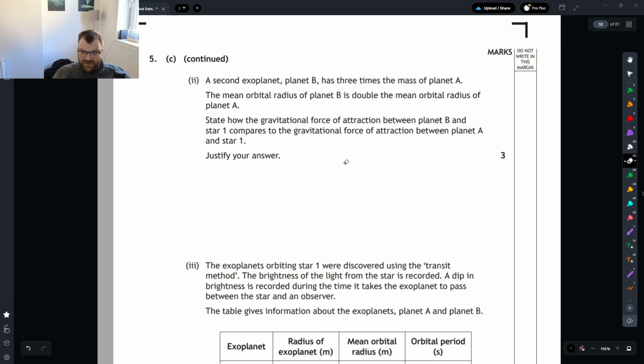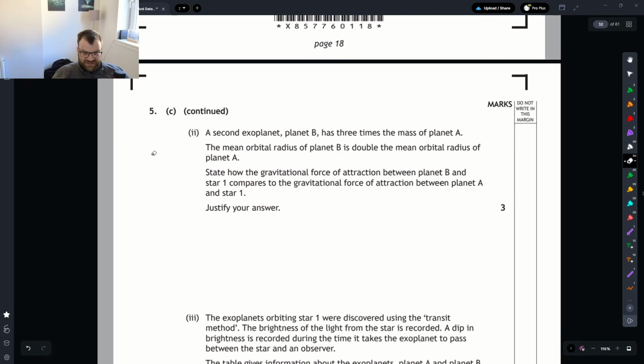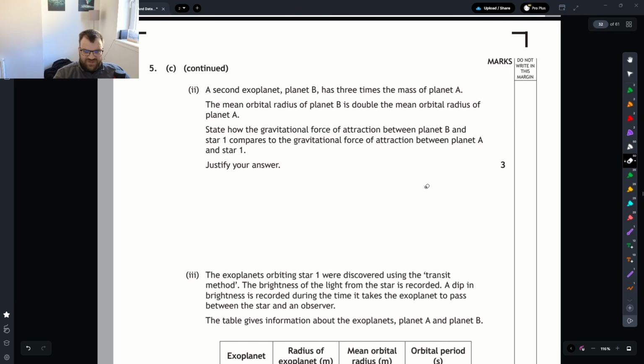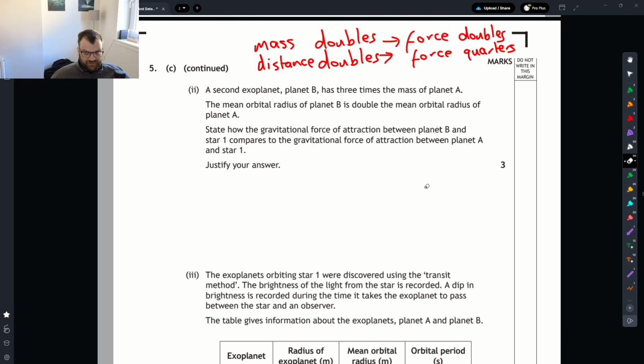For the next question, we're asked about the changes in the gravitational force of attraction when we change different things about the planets. So the two facts that are going to help with this one are that if you double the mass, you double the force. And if you double the distance, you quarter the force. What are we doing then? We have got something that's 3 times the mass.